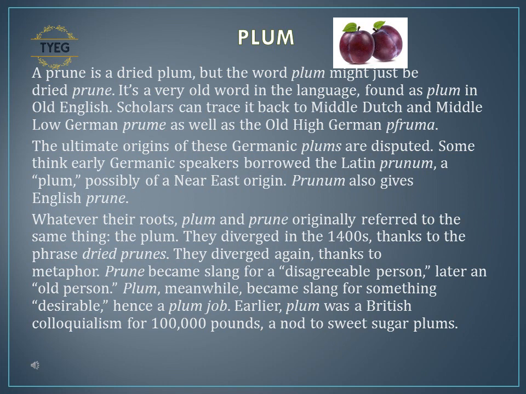They diverged in the 1400s, thanks to the phrase dried prunes. They diverged again, thanks to metaphor. Prune became slang for a disagreeable person, later an old person. Plum, meanwhile, became slang for something desirable, hence a plum job. Earlier, plum was a British colloquialism for £100,000, a nod to sweet sugar plums.